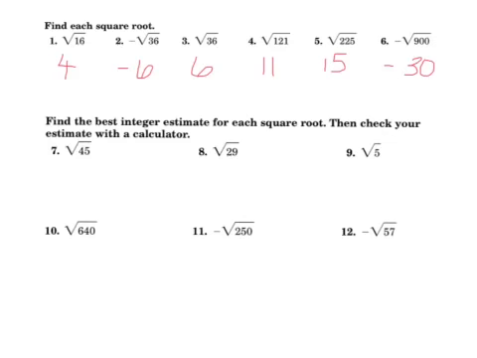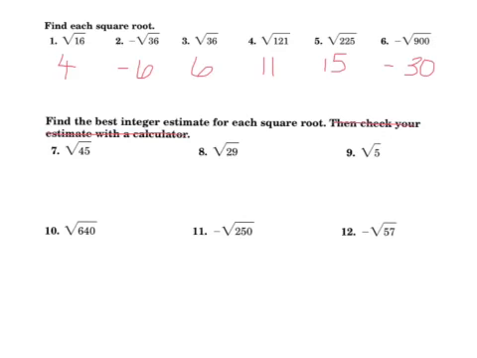All right, on these last ones, where it says to then check with the calculator, I'm going to actually cross that out. We're not going to do that. What we're going to do is pick the two numbers it's closest to and circle the one that it is absolutely closest to.